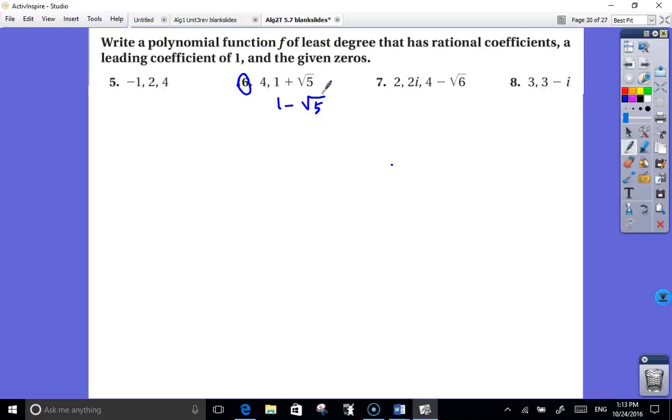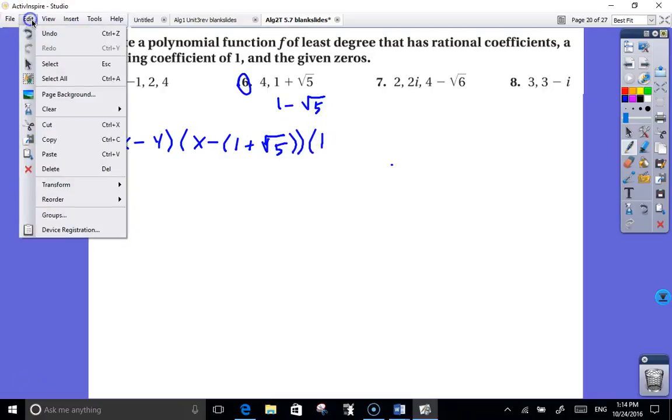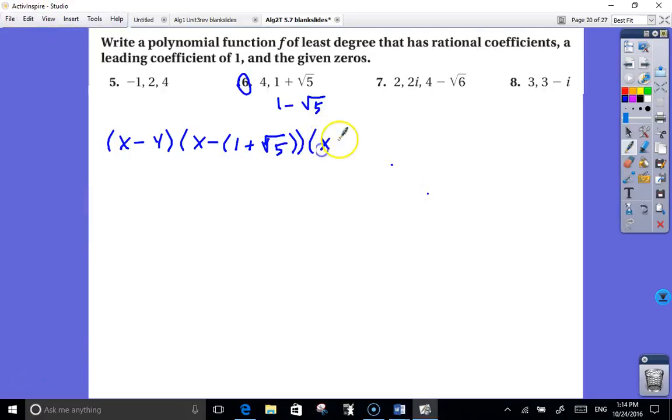Okay, now we have to turn those zeros, even with the square root in it, into factors. So how do you go from the zero to the factor? What's the factor that comes from a zero of 4? X minus 4, right? It's always x minus the zero. So then the next one will be x minus, parentheses, 1 plus the square root of 5. And the next one should be 1, oh sorry, that's wrong. X minus 1 minus the square root of 5.